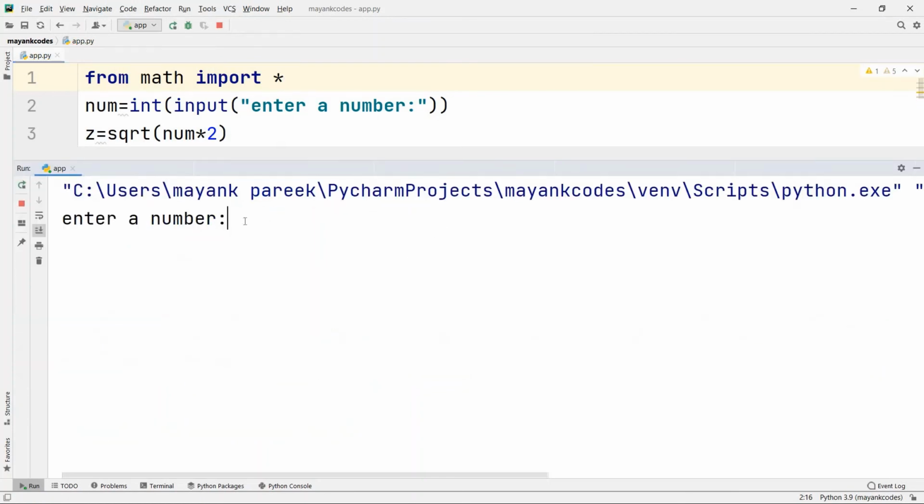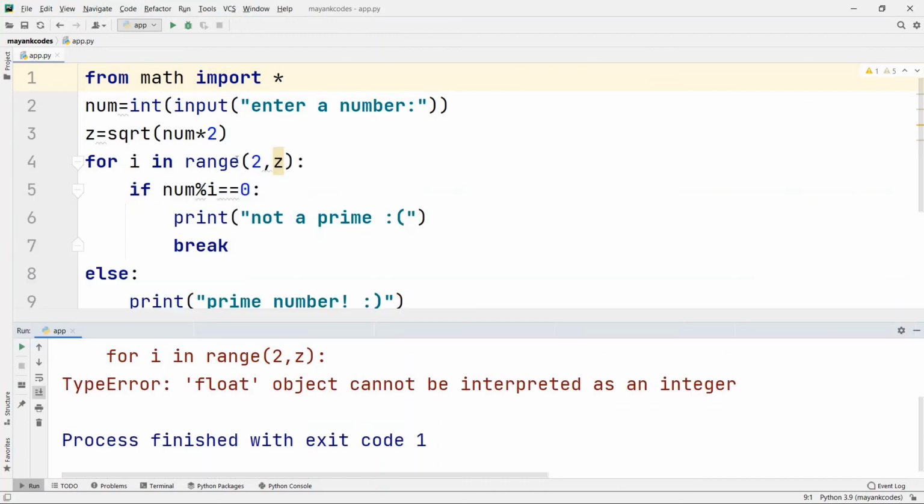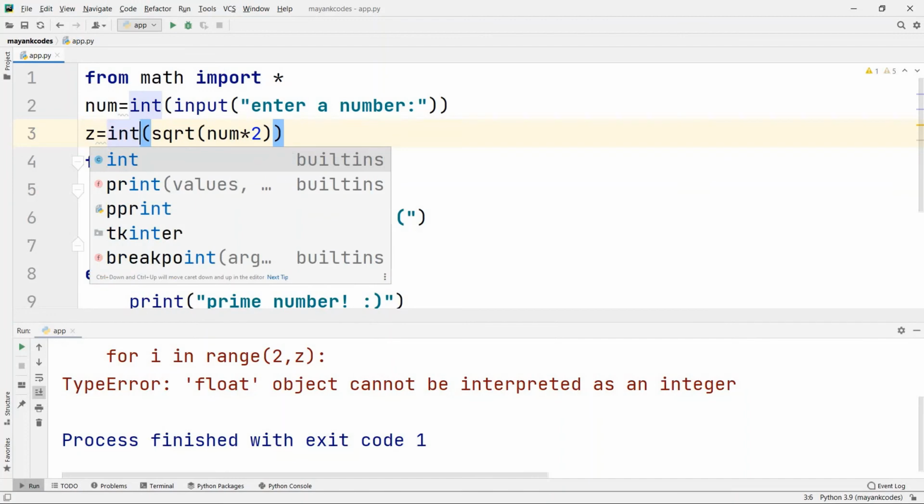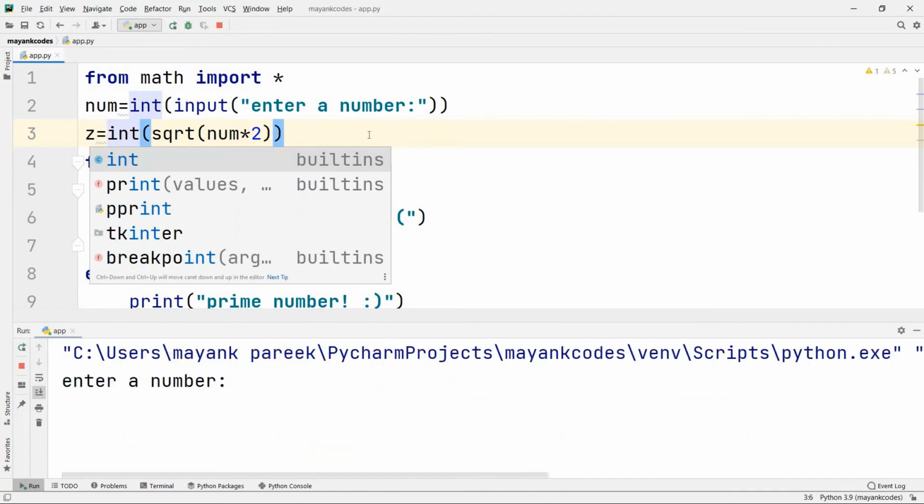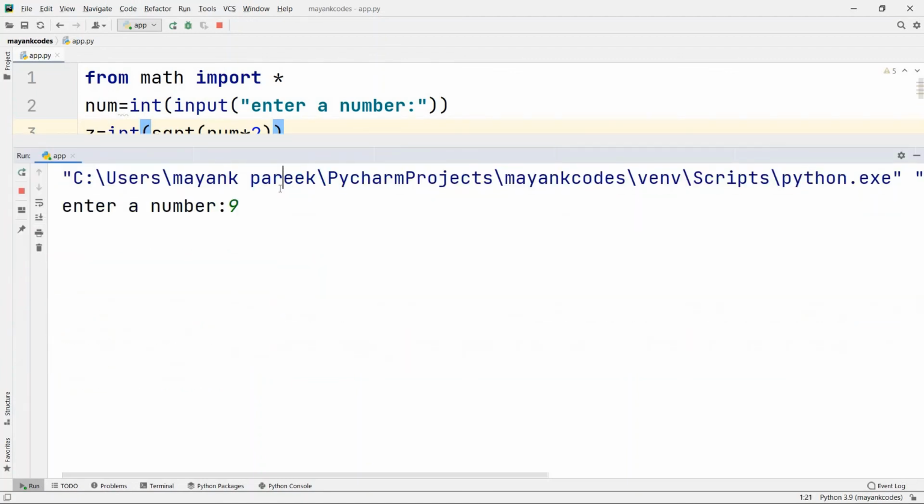Now let me end the session by clearing this question. I have to convert this into an integer, as this is definitely going to be a floating value, because only a few numbers have exact square roots. So now I'll convert this into an integer, and if I run this code, you can see I'm getting this back. Let me take 9 over here, and before running I'll make this screen a bit bigger. Now I'm running this code. Enter. You can see I'm getting not a prime.